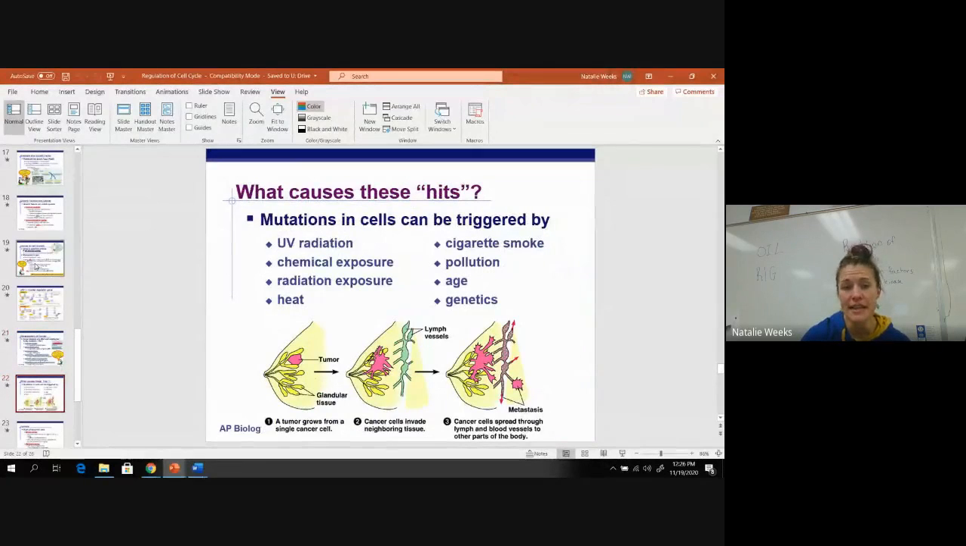Things that can cause these hits to happen are excessive heat, radiation, chemicals, cigarette smoke, sometimes just your genetics. You just get cruddy genetics sometimes. Pollution can actually cause these things as well. Lots of different things can cause cancer to happen. Lots and lots of different things.